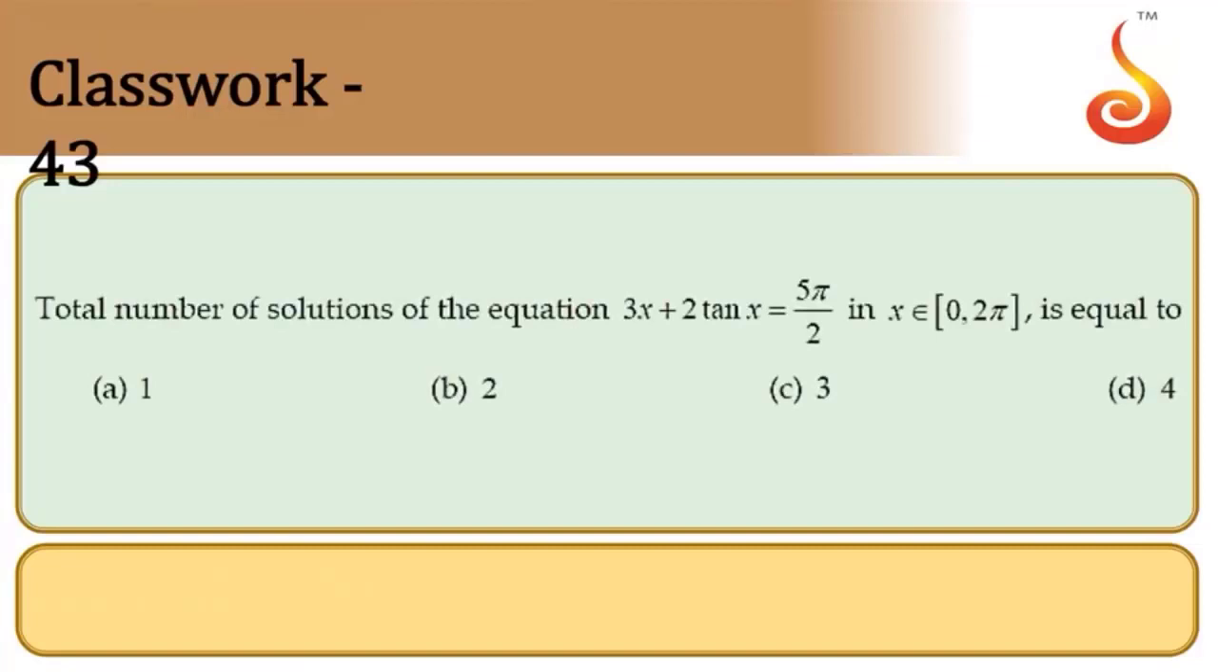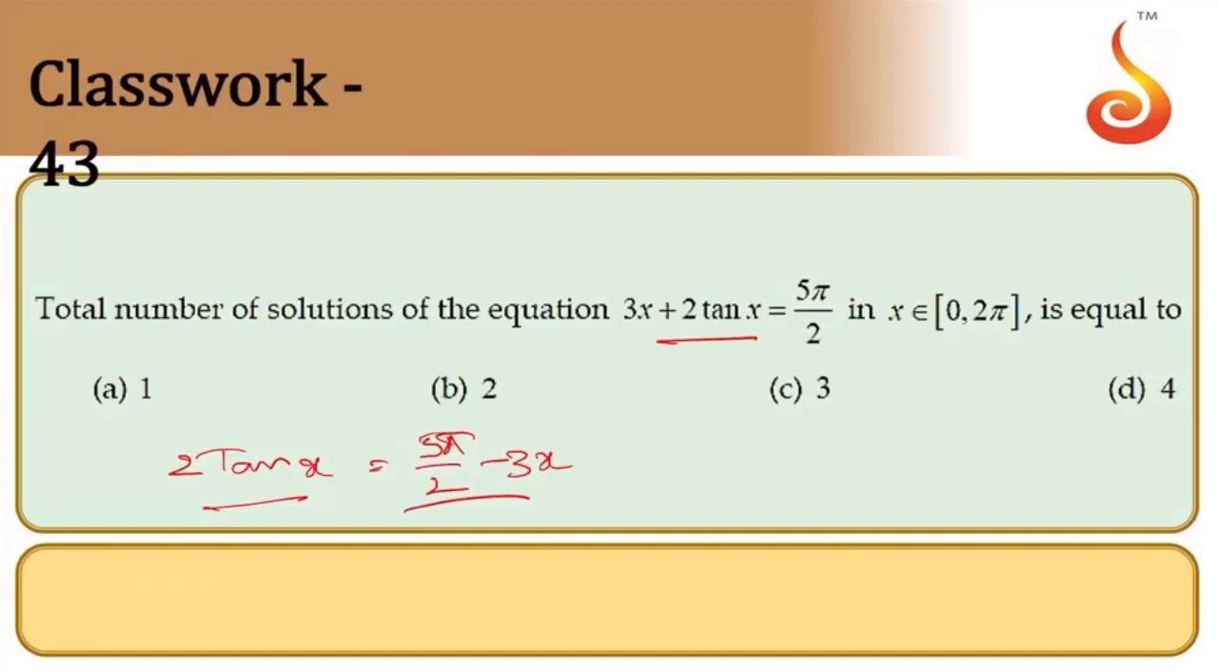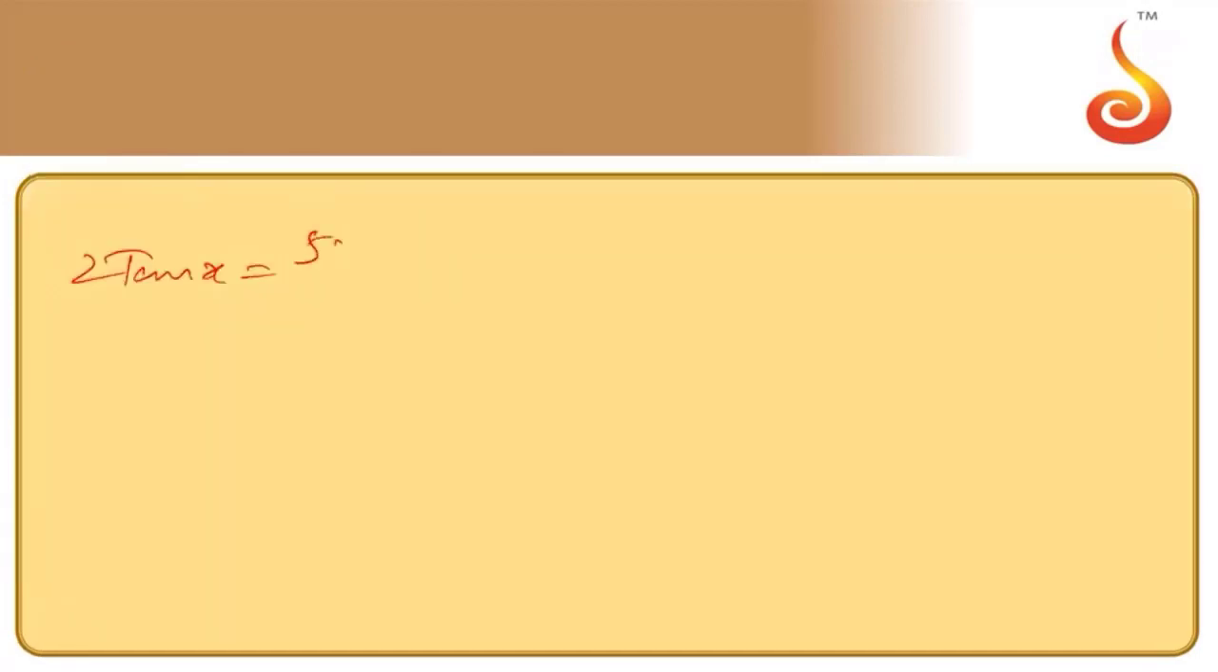So let me consider the next one. Number of solutions of this one. Observe carefully. This can be written as 2 tan x is equal to 5 pi by 2 minus 3x. Roughly, we can draw the tan x graph. I shall take up the graph in the next slide. 2 tan x is equal to 5 pi by 2 minus 3x.